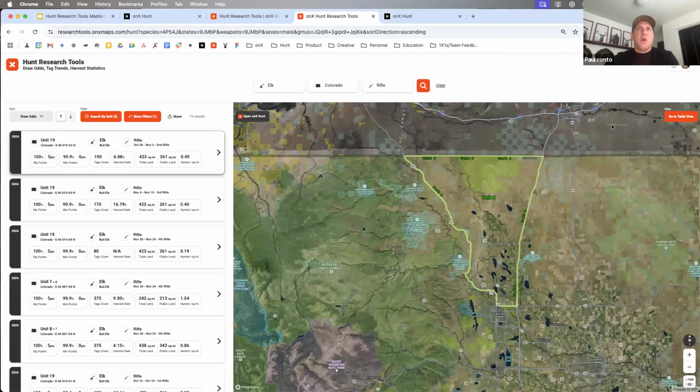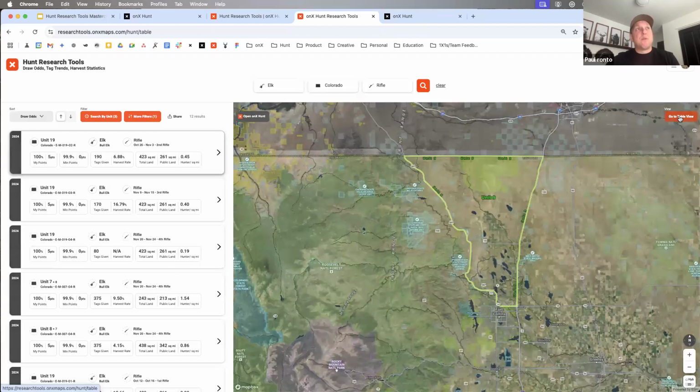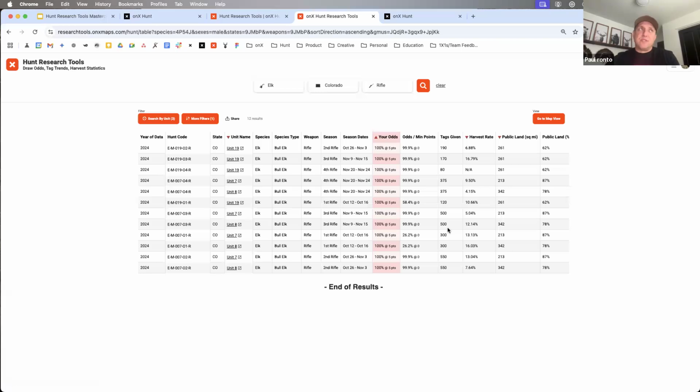That's this button again. Or if you just want to see data and you don't want to see all these fancy cards, you can click this red button and go directly over to table view. Table view is a simple spreadsheet. It makes it a little bit easier to view if you're more into spreadsheets than you are into a user interface that what we call list view or map view looks like.